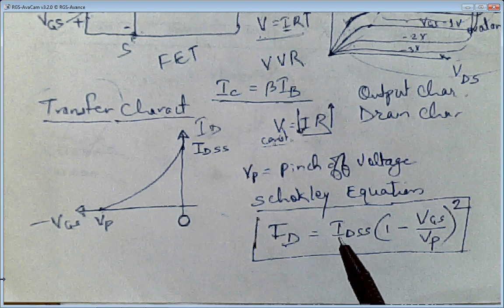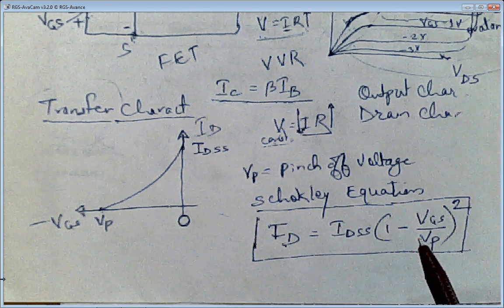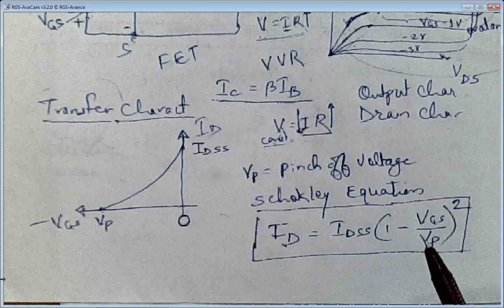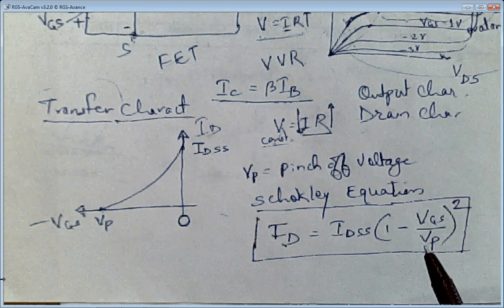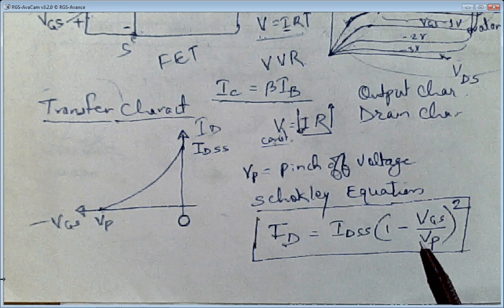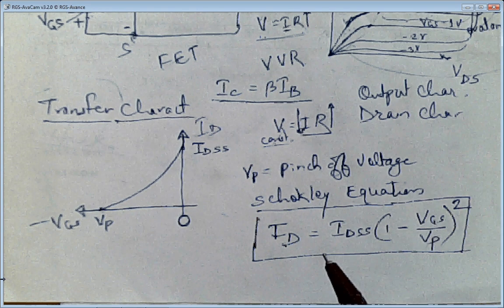in the specification sheet, normally 4 milliamperes. VP is given in the specification sheet too, and that is minus 4 volt. Remember, if VP is minus, you have to put the minus there. So these two quantities are fixed, coming from the specification sheet. Now you have to find out how much VGS is needed to get ID equal to 2 milliamperes.